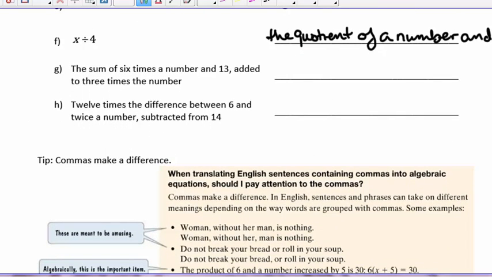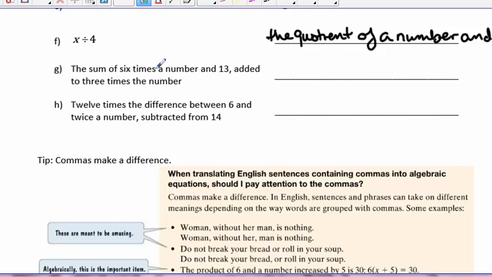Part G, the sum of 6 times a number and 13, comma, added to 3 times the number. When you have a comma, it's a stop in the expression here, so we're going to read everything up until the comma, then we'll finish what's after the comma.